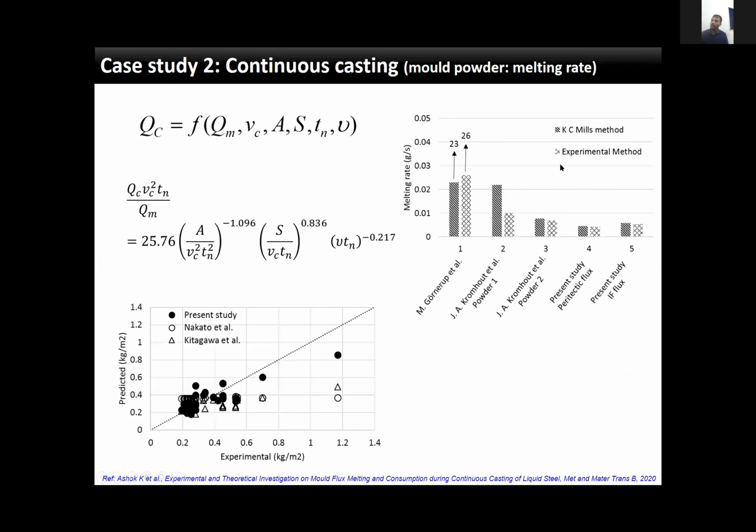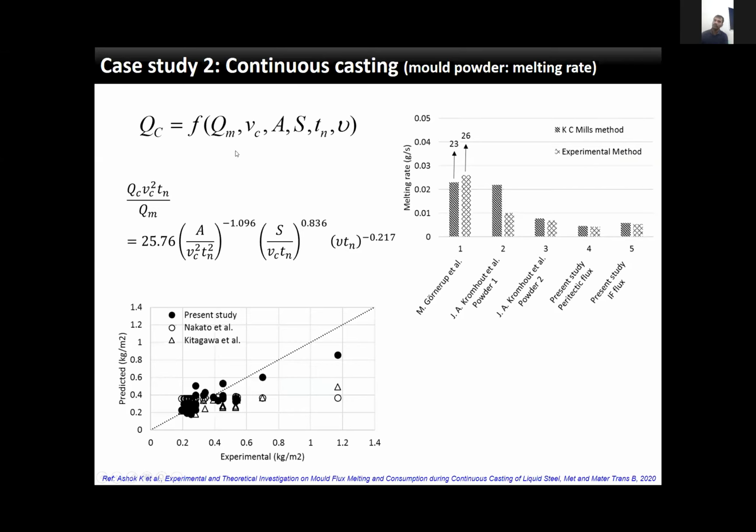And here also there is one very flagship method to calculate the melting rate, that is the KC Mills method. You can see several investigators have developed their own methods of melting rate measurement, and you can see our method is more or less equal to the KC Mills method of estimation. So this experimental simulation to estimate the melting rate is validated against the KC Mills method, which is a widely accepted method for measuring the melting rate.